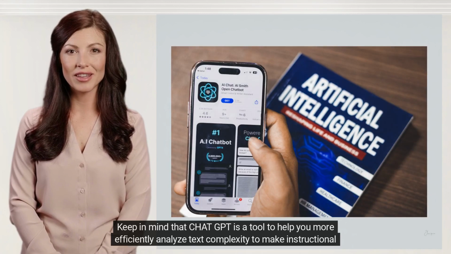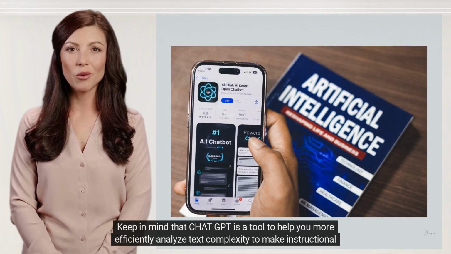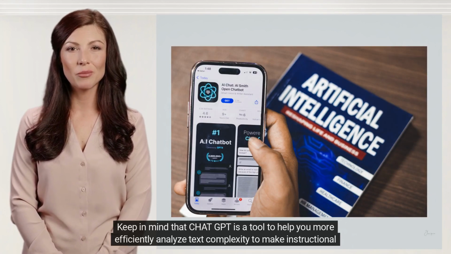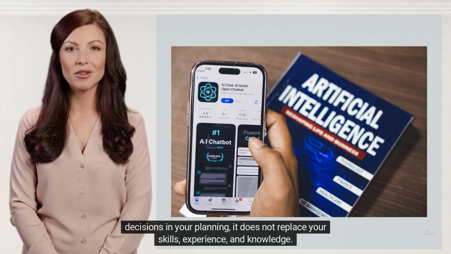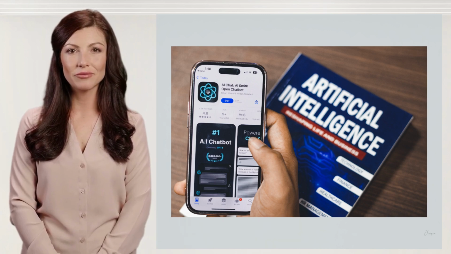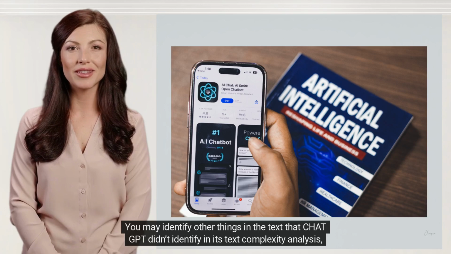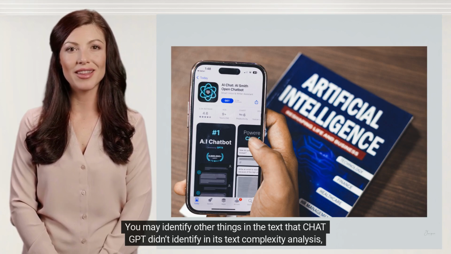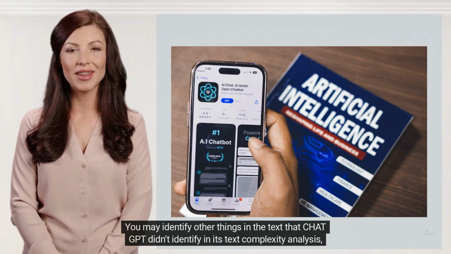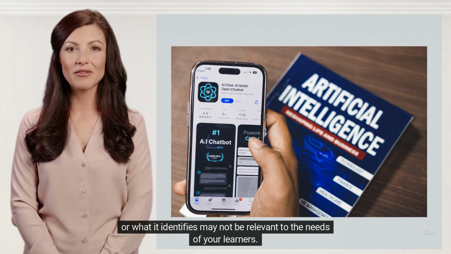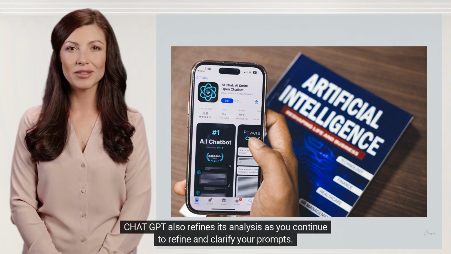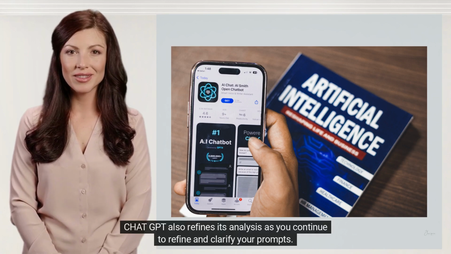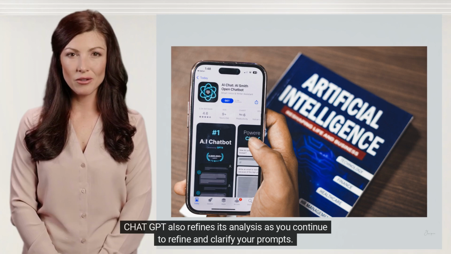Keep in mind that ChatGPT is a tool to help you more efficiently analyze text complexity to make instructional decisions in your planning. It does not replace your skills, experience, and knowledge. Rather, it enhances it. You may identify other things in the text that ChatGPT didn't identify in its text complexity analysis, or what it identifies may not be relevant to the needs of your learners. ChatGPT also refines its analysis as you continue to refine and clarify your prompts.